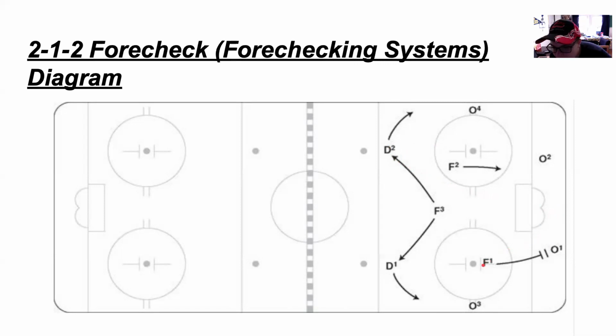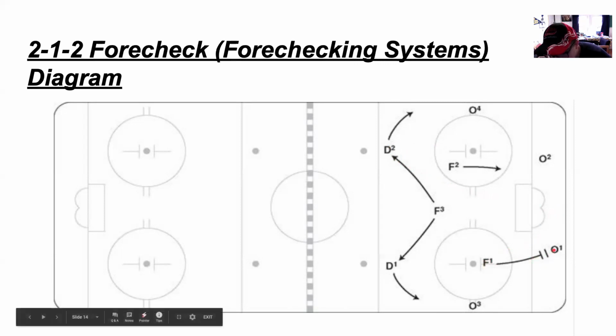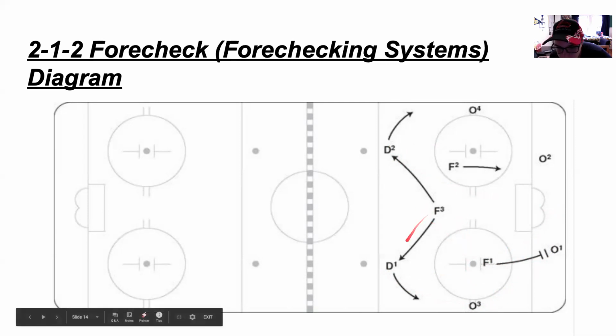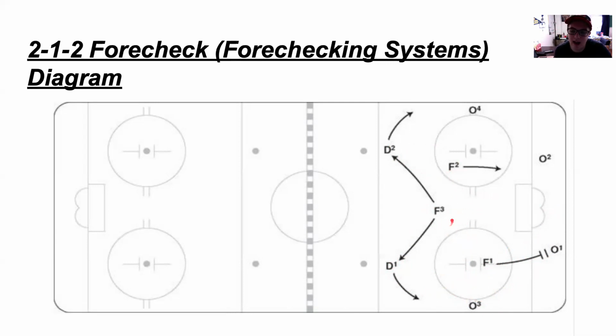Now, if it's on this side, F1 pressures O1, O1 makes that pass to O3, that D's got to come down. Okay, F2 on this play would have to come over here, and F3 is going to come where the D1 is, because that D's pressuring O3. Okay, so we only need two guys. F2 needs to stay high in this case, okay? So we need always somebody high. So I'll explain this one more time so that makes sense.